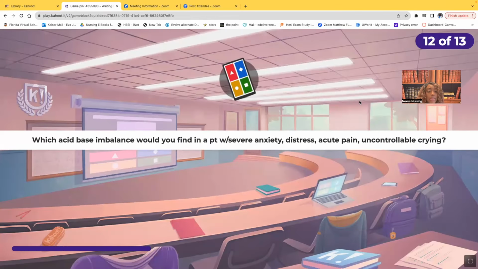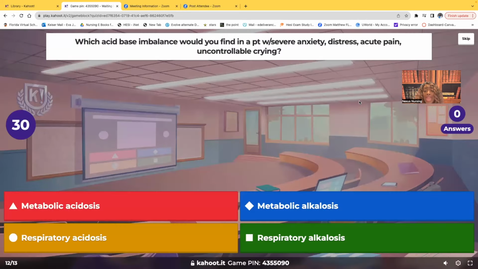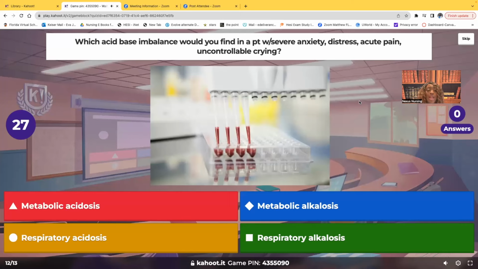Okay, which acid-base imbalance would you find in a patient with severe anxiety, distress, acute pain, uncontrollable crying? What do you think would be going on with them? Would you suspect metabolic acidosis, metabolic alkalosis, respiratory acidosis, or respiratory alkalosis? They have severe anxiety. They're in acute distress. They're in acute pain. They're crying uncontrollably. What would you suspect?